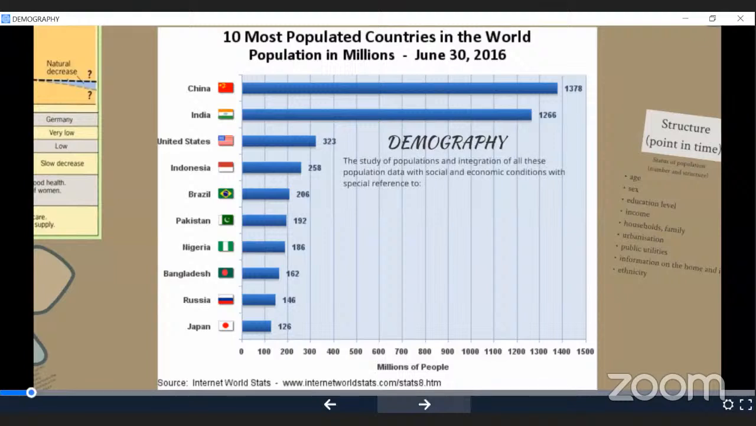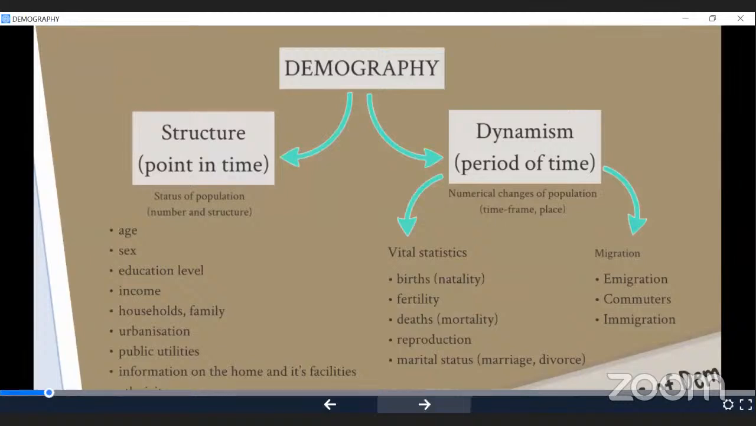So, by definition, it's the study of populations and integration of all these population data with social and economic conditions, with special references. What these special economic and social conditions are, we will learn later on. Okay? So demography would involve structure and dynamism. Structure is at a point in time and is not changing. Dynamic is over a period of time and it changes from time to time. So structure: age, sex, income. Dynamics: birth rate, fertility rate, death rate, and the like.